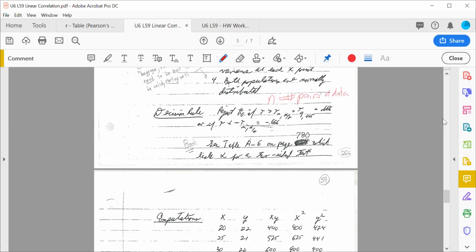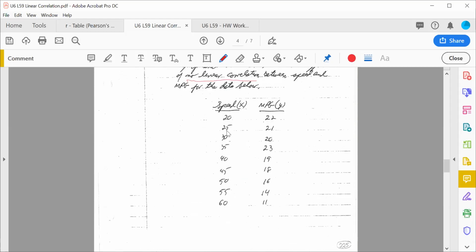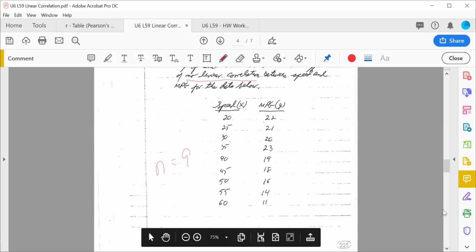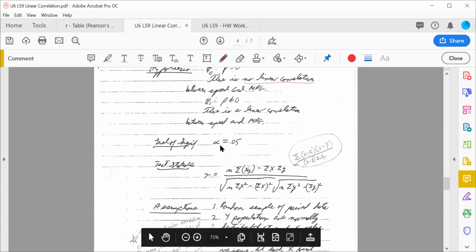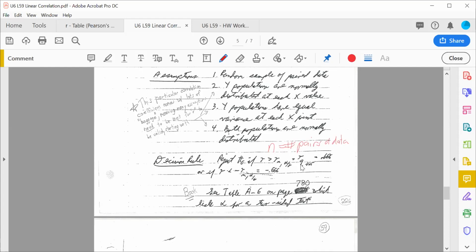Okay, so how many pairs of data were there? We kind of went pretty quick. 1, 2, 3, 4, 5, 6, 7, 8, 9. So N equals 9 pairs of data. Okay, so it's written right there, 9 pairs of data. And then the alpha over 2 level, which is 0.025.